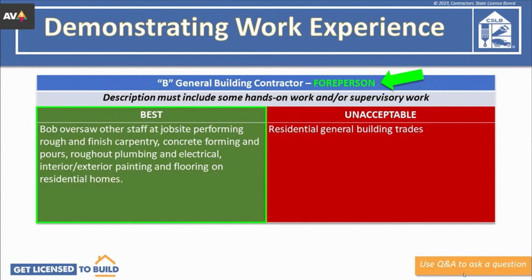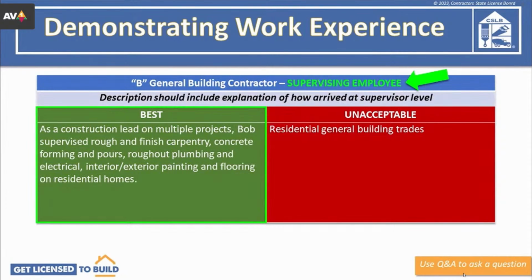For foreperson experience, the description must include some hands-on work and/or supervisory work. Here's an example of the best type of description. Bob oversaw other staff at job site performing rough and finish carpentry, concrete forming and pours, rough out plumbing and electrical, interior, exterior painting, and flooring on residential homes. Again, an unacceptable description would be something generic like residential general building trades.